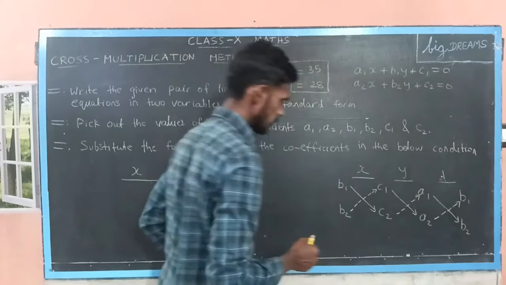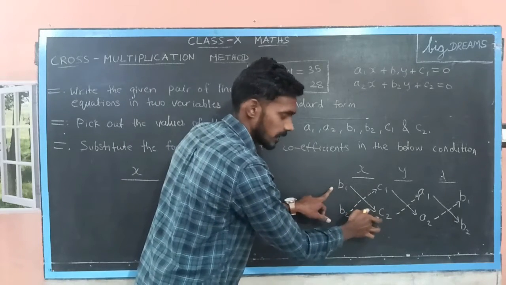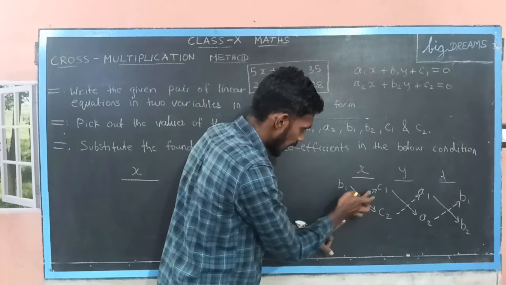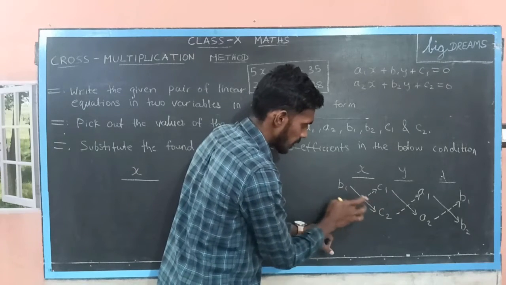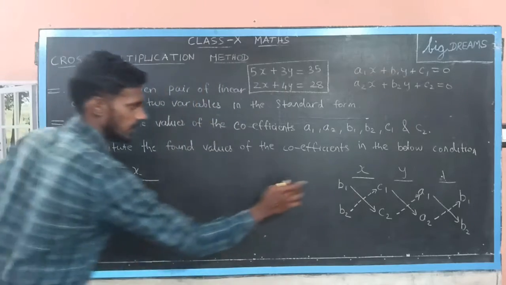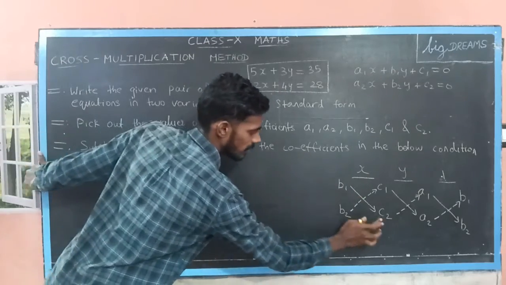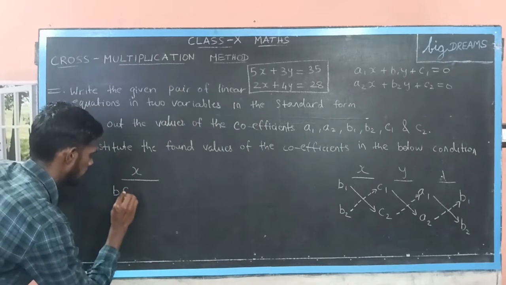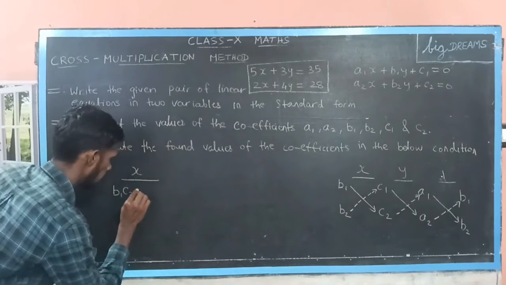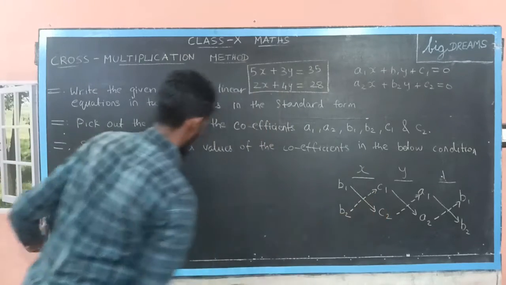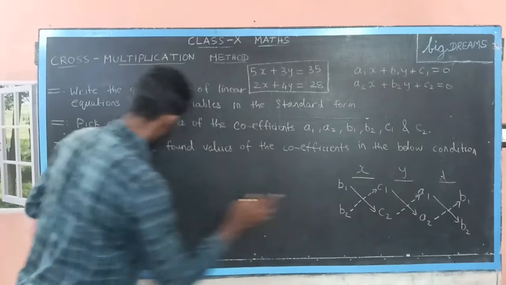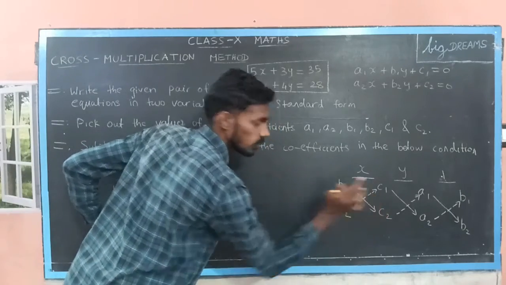See here, you have to multiply b1 with c2 minus b2 into c1. I have denoted the minus sign as the dotted lines. The straight line represents plus coefficients, then the dotted line represents minus coefficients. So I have to write in the form x by b1 c2 minus, because I have represented in the dotted lines, so minus b2 c1. So x divided by b1 into c2 minus b2 into c1.